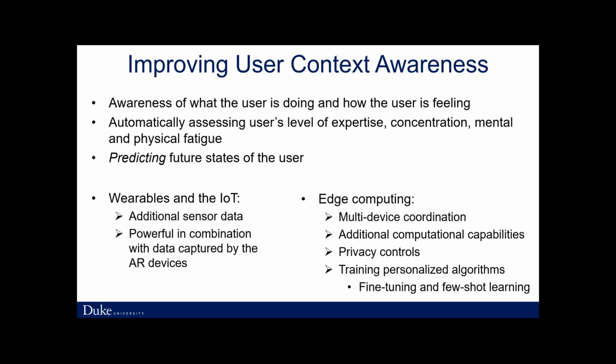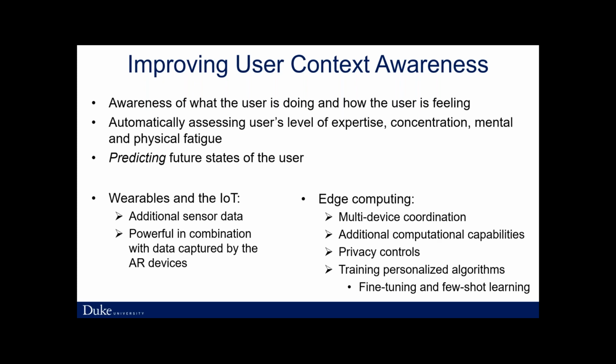So for working with user context, privacy is important in many cases, and edge computing can offer additional ways of dealing with private data in a better way. So not sending sensitive user information to the cloud, but perhaps pre-processing it locally or making sure that the most sensitive information just does not leave the premises. And edge computing also has an important role in allowing us to train personalized algorithms for user context awareness.